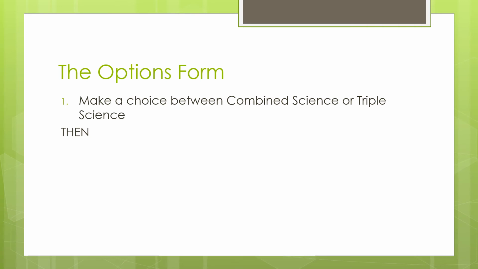Okay, here we go. The first thing that students have to do is they have to make a decision between combined science and triple science. Which of those science qualifications do they want to study? Can't study both combined and triple. A student may love science, but it's not possible for you to study as a student combined science and triple science. So the student must make a choice between those two.